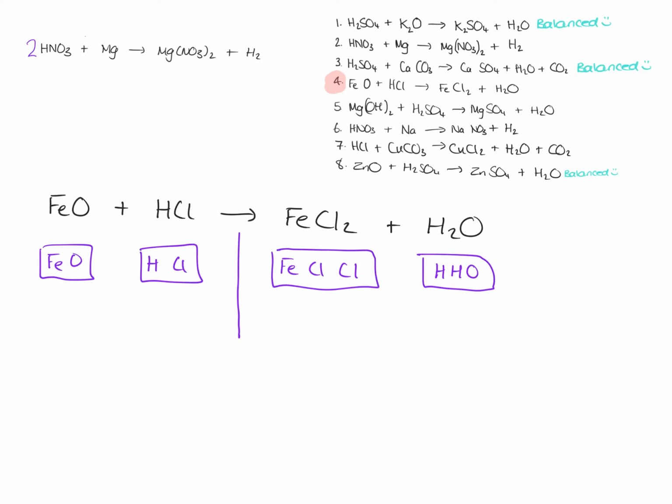Taking one element at a time, iron first. Iron going in, on the whole left-hand side I've got 1 and it's here, and on the whole right-hand side I've got 1. So iron is balanced.